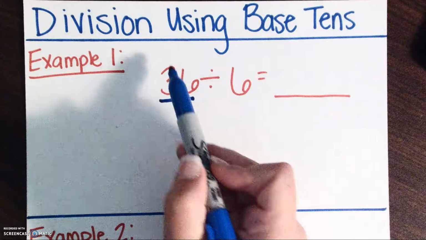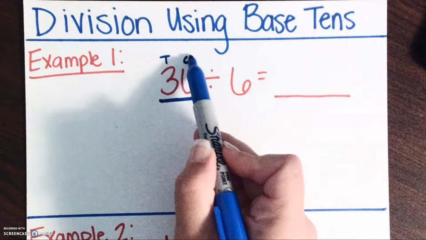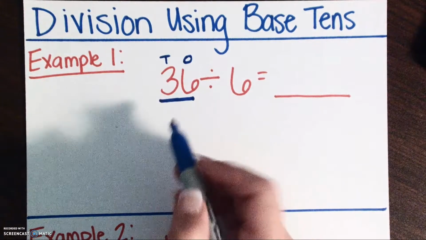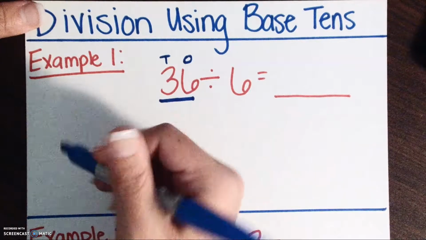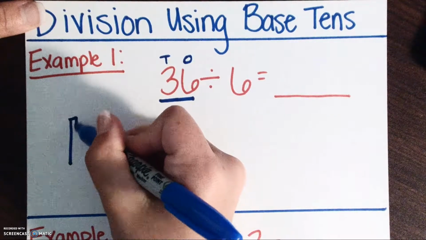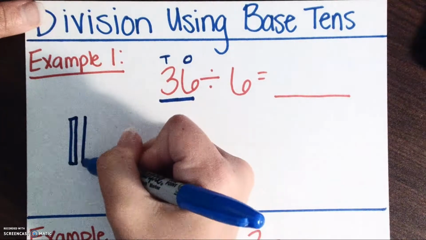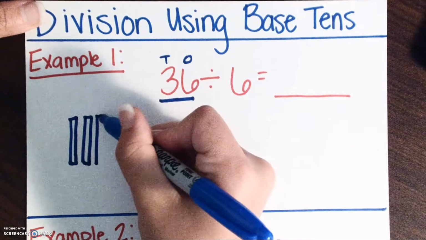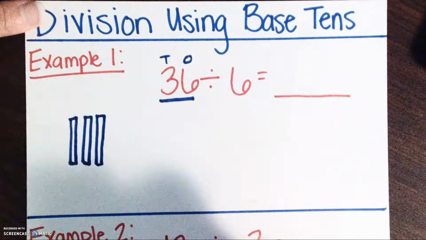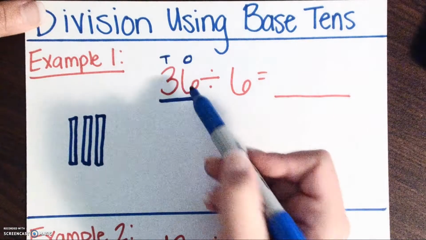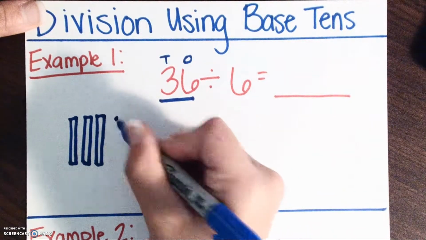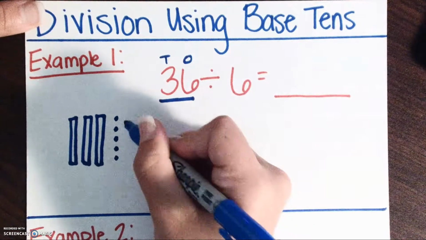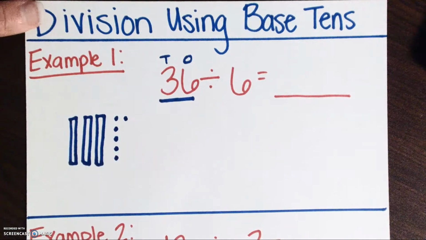So right off the bat, I would look at my tens place and my ones place. I could label it if that helps you. My tens place is 3, so I'm going to have 3 tens. So you would draw your base 10s. My tens look like little rods. And then my ones place is a 6, so I have 1, 2, 3, 4, 5, 6. So I have 6 ones.